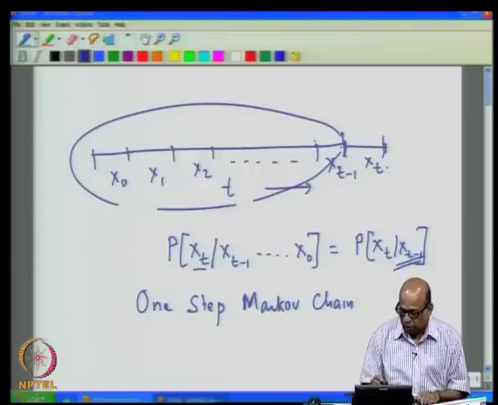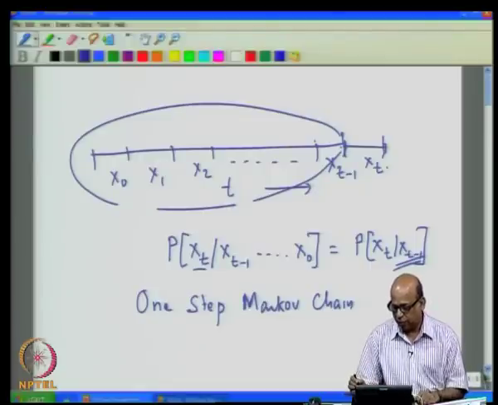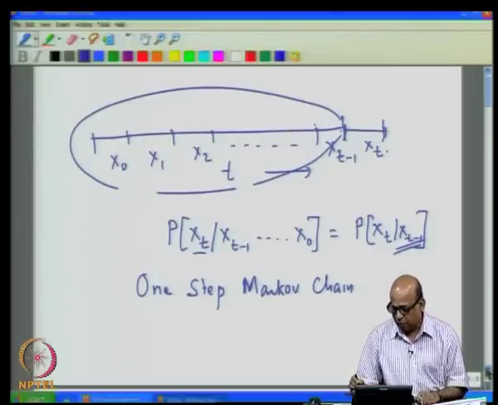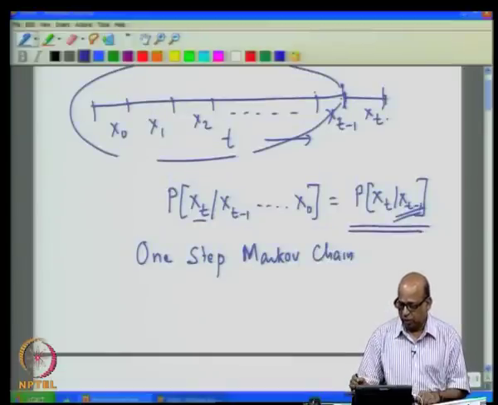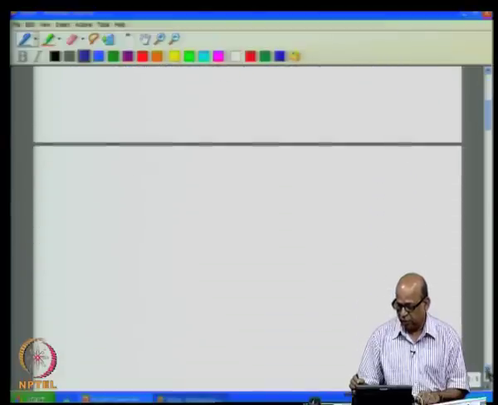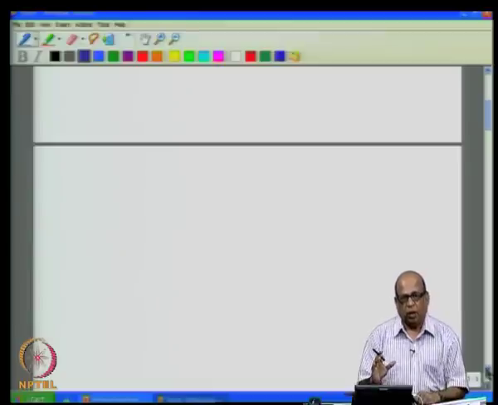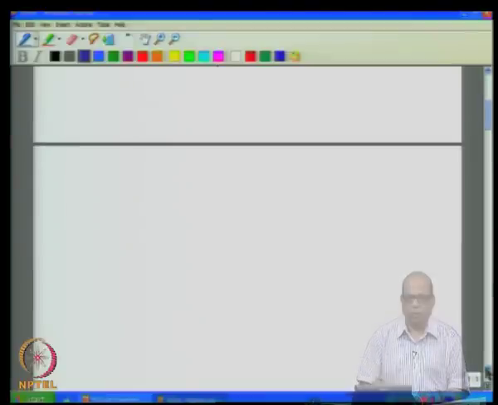Now, because we are able to write this expression, probability that x t given x t minus 1 etcetera up to x naught is equal to probability of x t given x t minus 1, we will be dealing with these probabilities now, probability of x t given x t minus 1. And the specific cases that we are dealing with in Markov chain are that the process goes into certain finite number of states, finite or countably infinite number of states. What do I mean by states?